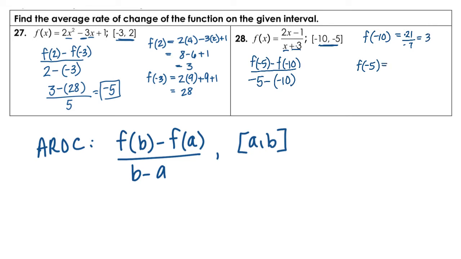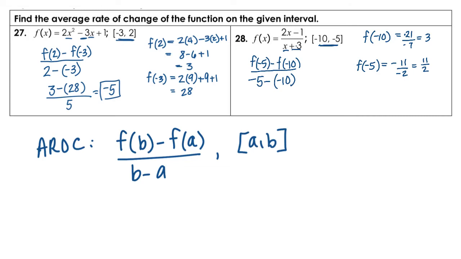All right, now let's plug in -5. So we're going to get -10 minus 1, so -11 over -5 plus 3, so that's going to be -2. So that's going to give us +11/2.